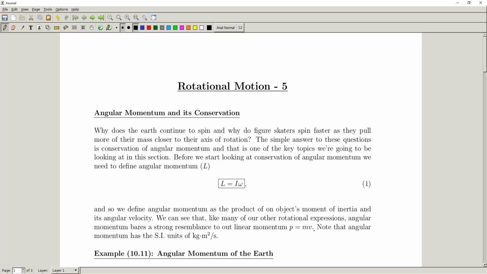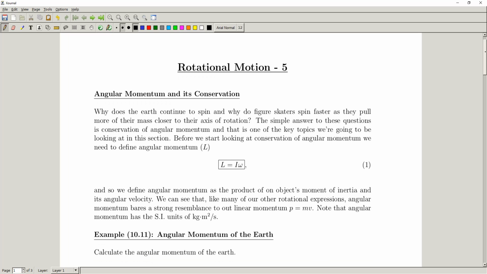I'll just note here that the SI units for angular momentum are kilogram meters squared per second, and whenever we need to transfer between units, we'll go back to kilogram meters squared per second.